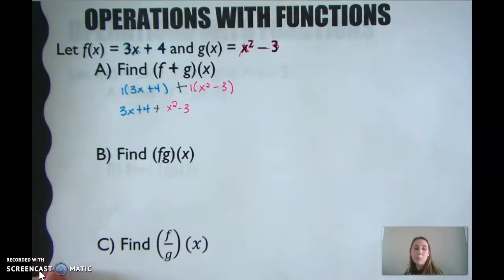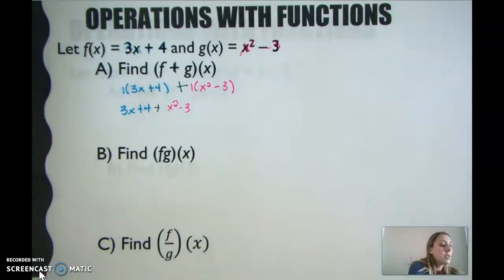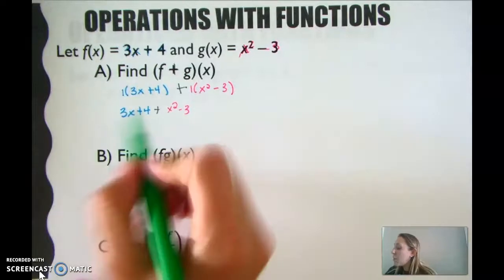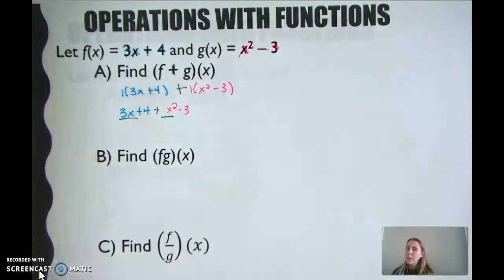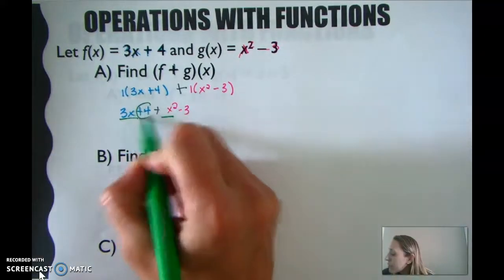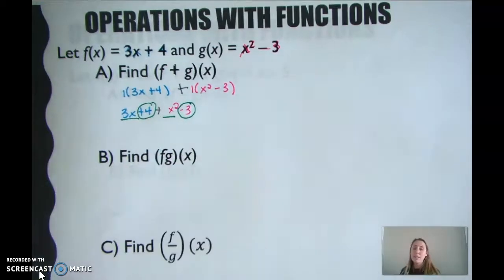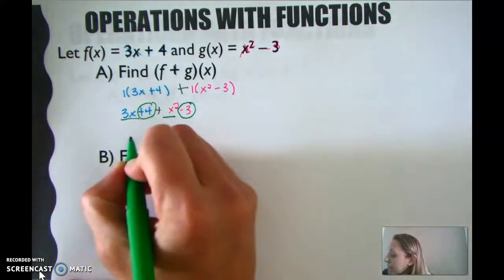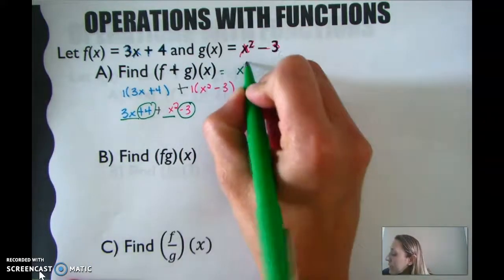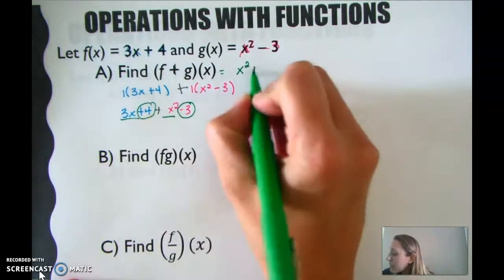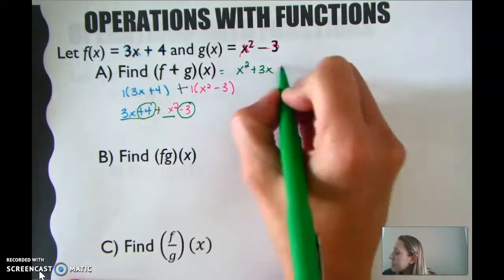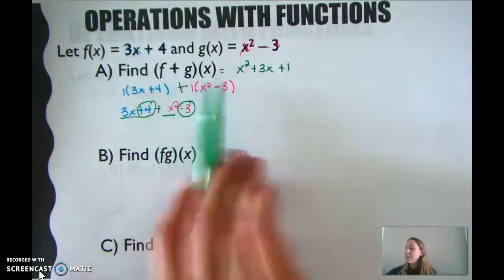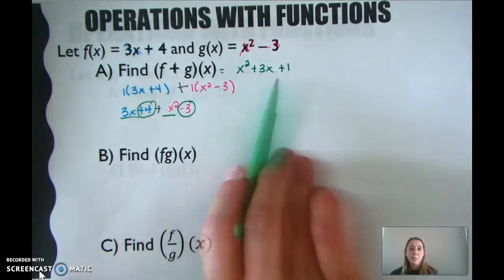Now I'm going to combine my like terms. So I have an x and an x squared. Those are the same kind of terms. And there aren't any other ones like that. So the only like terms are the 4 and the negative 3. And then I'm going to write this so that my highest exponent goes first, down. So x squared is my highest exponent, so I'm going to write x squared. 3x is the next one, so plus 3x. And then 4 minus 3 is plus 1. So F plus G of X equals x squared plus 3x plus 1.